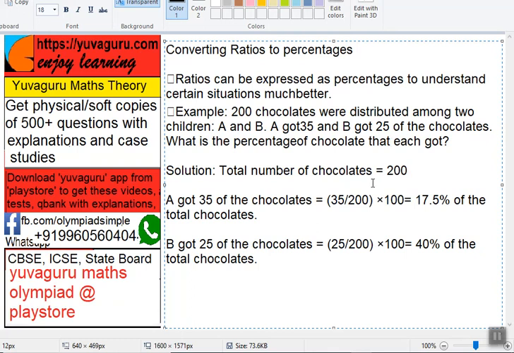So now we'll go. Earlier we had 35 upon 100. Now we have 35 upon 200 and then into 100. So 35 upon 200 into 100, the 0s get cancelled because there is a multiplication sign in between. So 35 upon 2 is 17.5%. Similarly 25 upon 2 is what? It should be 12.5%. So that is the percentage of chocolates each one got.